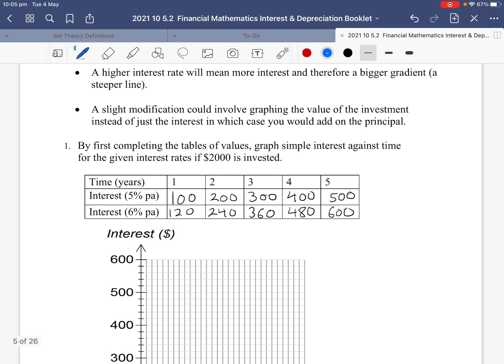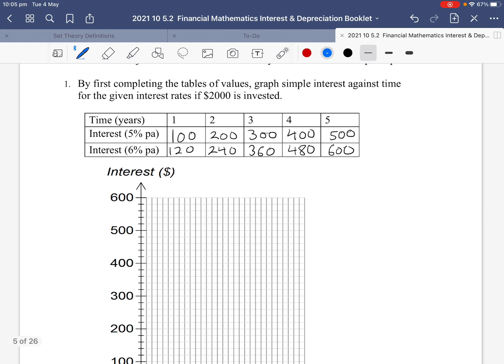We can also graph not just the amount of interest, but a slight modification which could involve graphing the value of the investment instead of the interest, in which case you would add on the principal. By first completing the table of values, graph simple interest against time for the given interest rates if $2,000 is invested. So if we invest $2,000, how much interest will we earn over a period of 5 years?